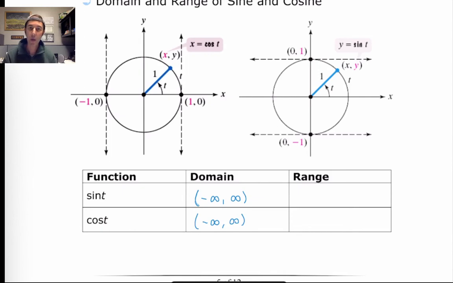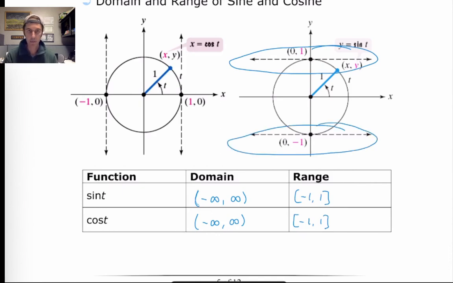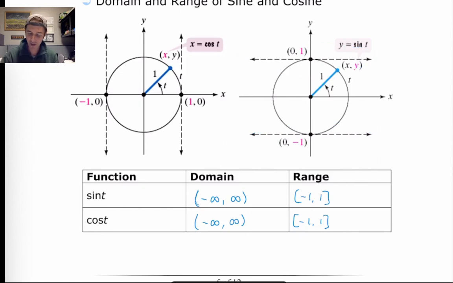Now the range, the output values, are only going to go from negative 1 to positive 1. And I'm including those values using square brackets. Same thing for the cosine function. It's a wave that has a maximum y value of 1 and a minimum y value of negative 1. So it's going to be wedged in between, it's going to be confined, okay, vertically. We'll see those later.